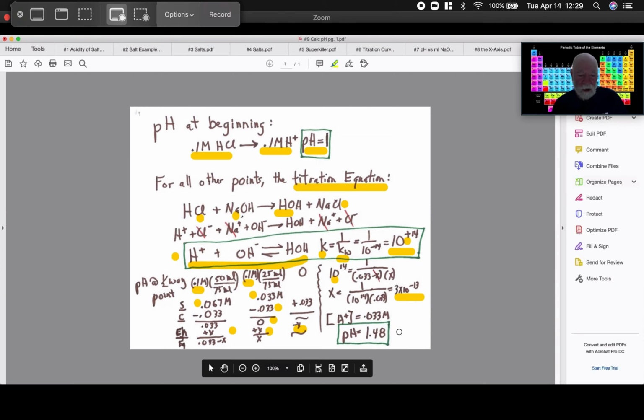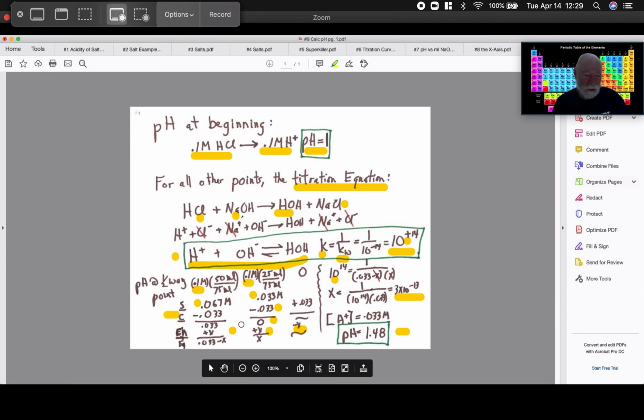Now, I've taken you through this based on first principles. It's way, way too much work. This is what we're going to do from now on. Go back to the completion step. We're going to base the pH just on the excess acid or the excess base. What I tried to show you is X is so small we can ignore it.